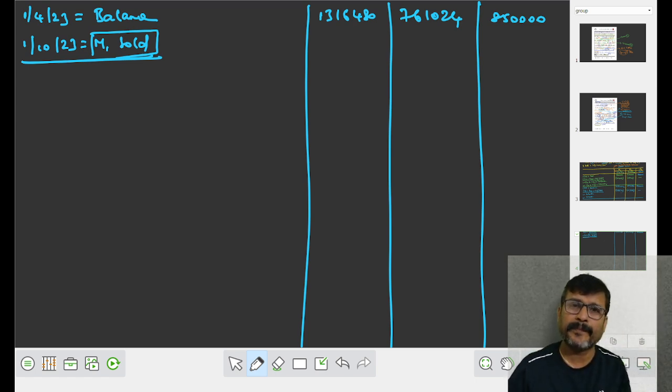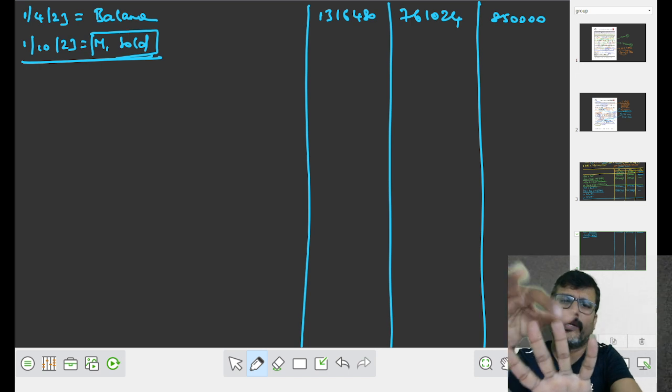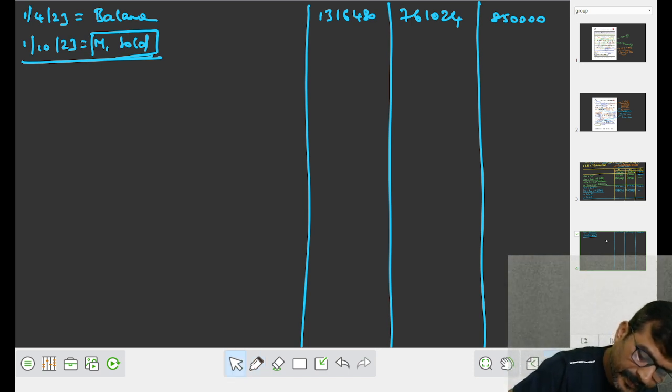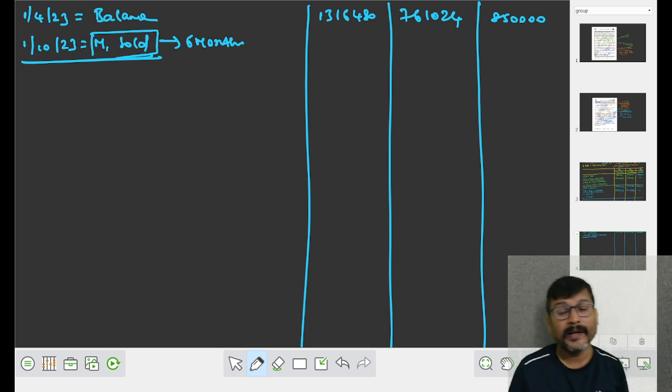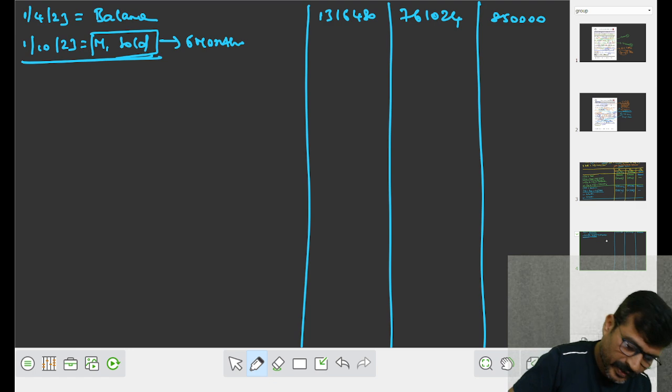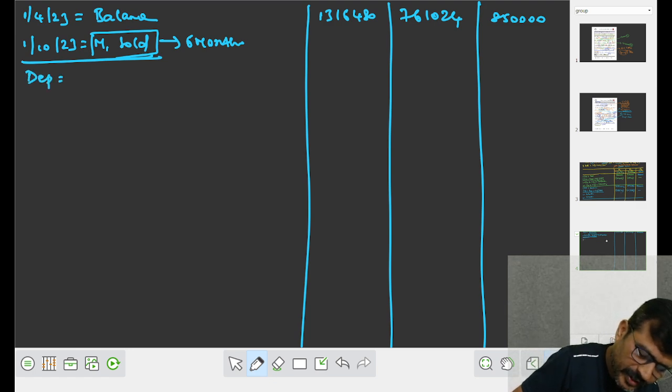What's the time gap? April, May, June, July, August, September. 6 months. What's the time gap, my dear children? The time gap is 6 months. Okay. Again, the depreciation method is also changed, right? Depreciation is what? Now the depreciation is under WDV method.